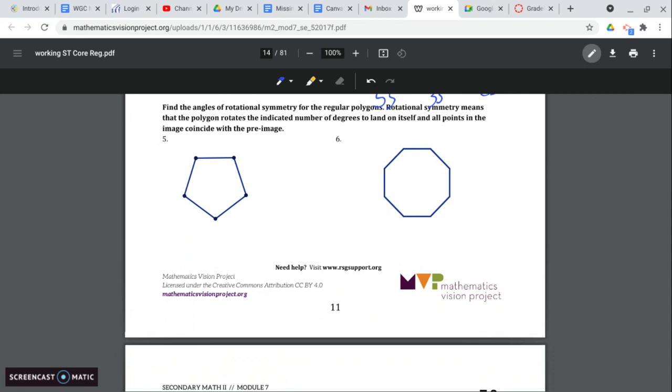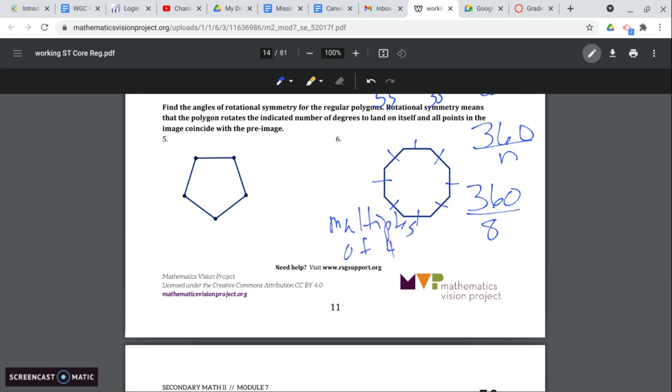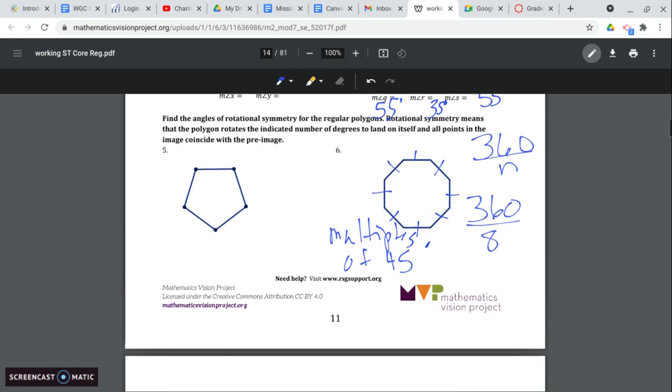Rotational symmetry means that the polygon rotates the indicated number of degrees to land on itself, and all points in the image coincide with the pre-image. So basically, to find this, we take 360 and we divide it by the number of sides. So in this case, we've got 1, 2, 3, 4, 5, 6, 7, 8 sides. This is an octagon, so we take 360, we divide it by 8, and so it's going to be multiples of 45 degrees. So those are the angles of rotational symmetry. Every 45 degrees, that would be one angle, which is every turn of this. So all the sides would line back up.